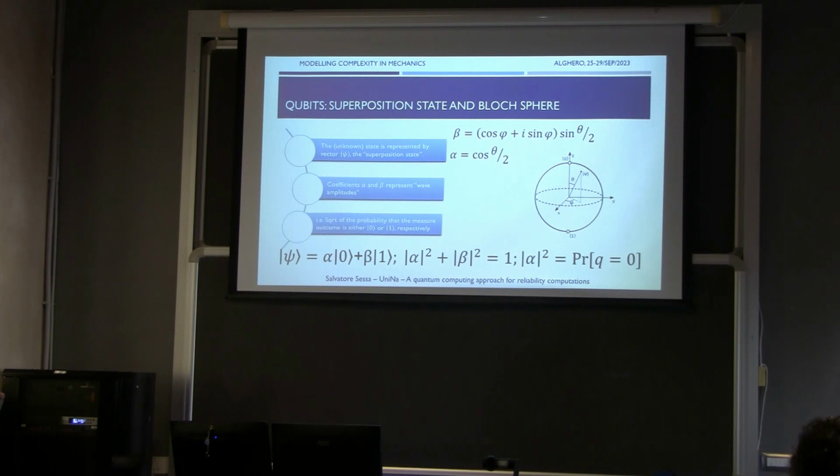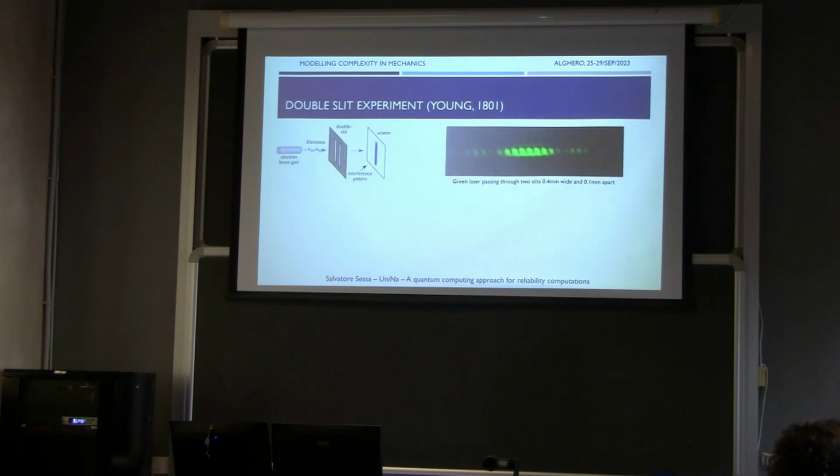In general, the superposition state of a qubit is represented by means of the Bloch sphere, that is this one. It's a representation in a complex space, and alpha and beta can be transformed into phi and theta angles, describing the location of this point over the sphere. And this is an essential point of the behavior that we wish to use for the random description.